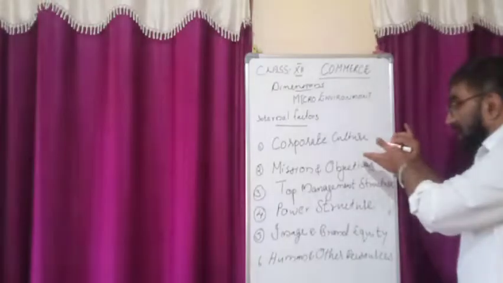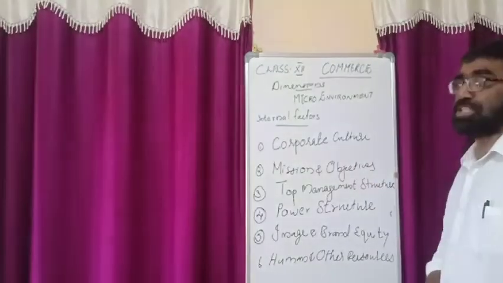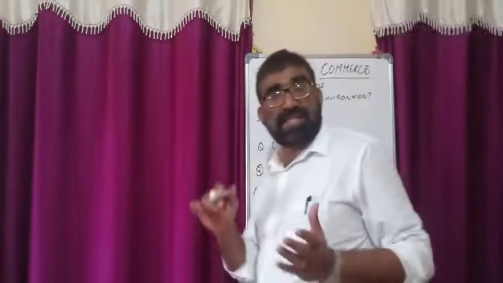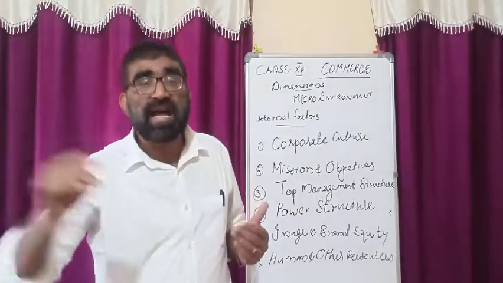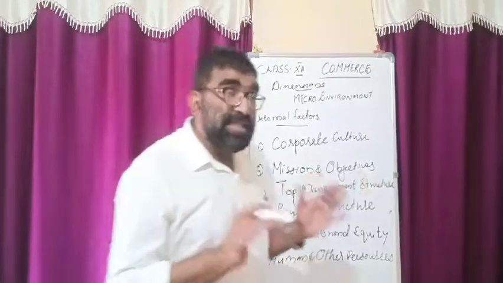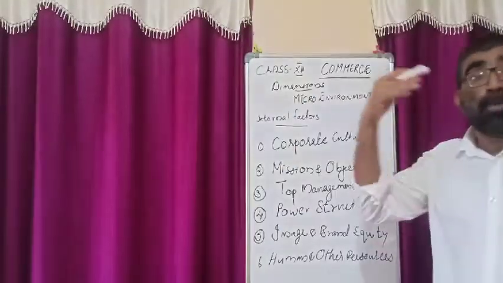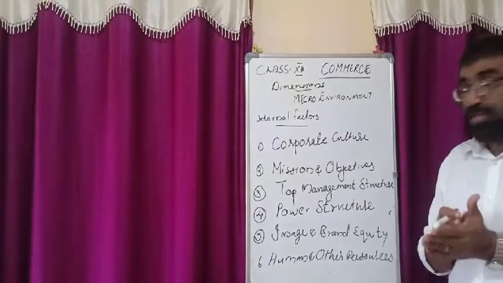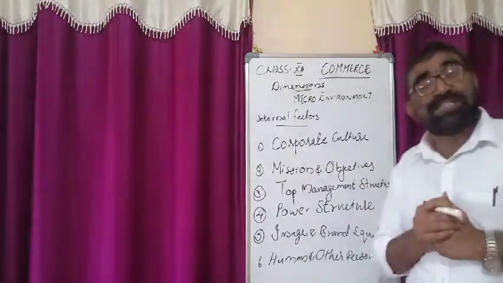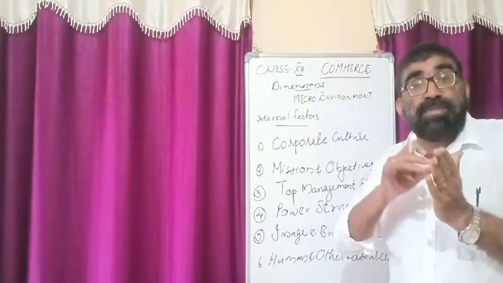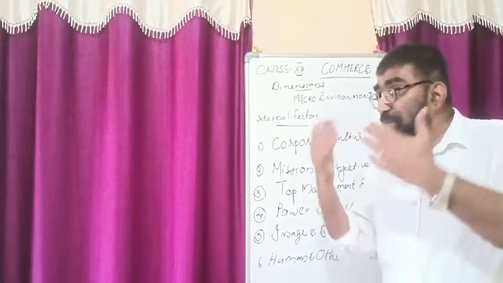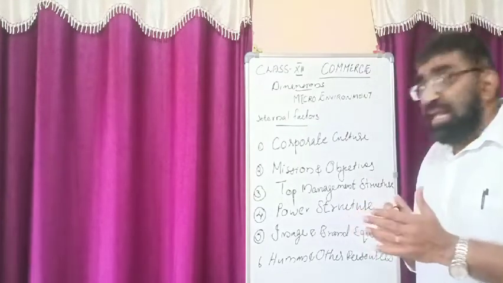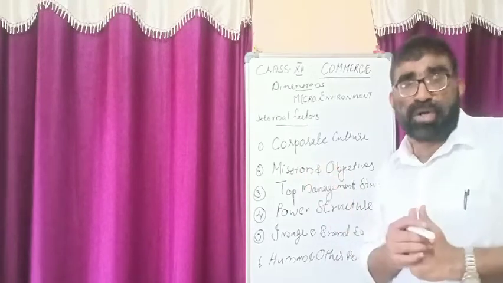So far we have seen corporate culture, mission and objective, and top management structure. The next one, internal power structure. I told you in the organizational structure, various job positions and job relations are assigned. This one is very important. The relationship between top management and executives is an important factor. In some companies, with a close or narrow management structure, the top management takes the business decisions. The middle level management or work level managers have no role in taking decisions, and there is a lack of trust and confidence in the subordinates.